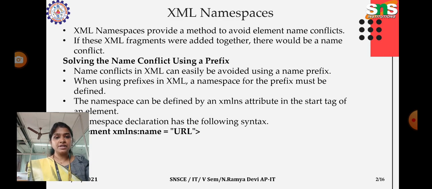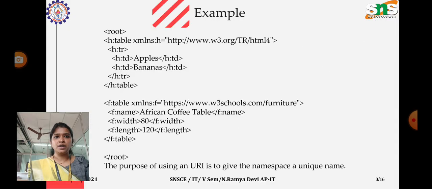Solving the name conflict using a prefix. Name conflicts in XML can easily be avoided using a name prefix. When using prefixes in XML, a namespace for the prefix must be defined. The namespace can be defined by an XML namespace attribute in the start tag of an element. The namespace declaration has the following syntax: xmlns:prefix="URL".